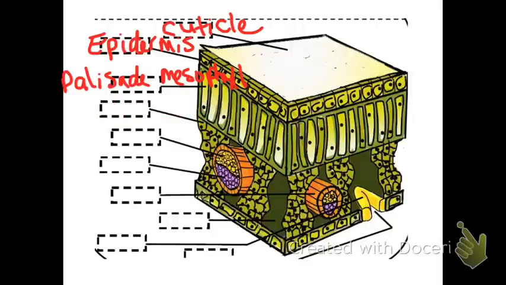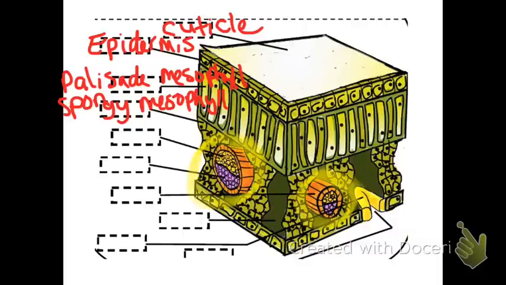Under our palisade mesophyll layer, we have our spongy mesophyll layer, which is going to also have chloroplasts that do photosynthesis. And remember, we'll talk about the structure of chloroplasts in just a second. Underneath that, we see in here we have these tubes. And these tubes are part of our vascular system. And our vascular system is made up of 2 types of vascular tissue called the xylem and the phloem.